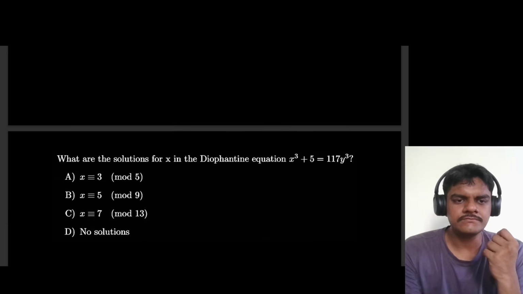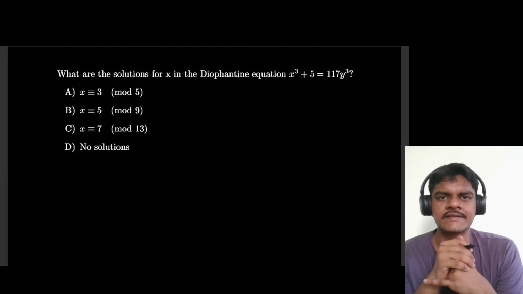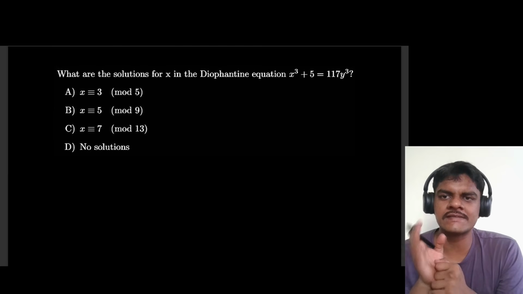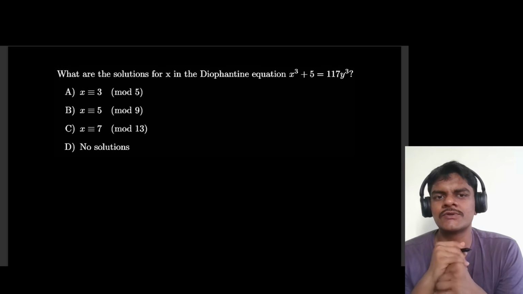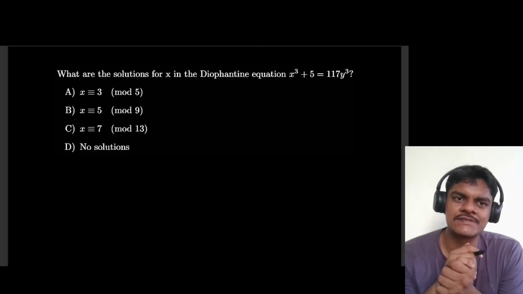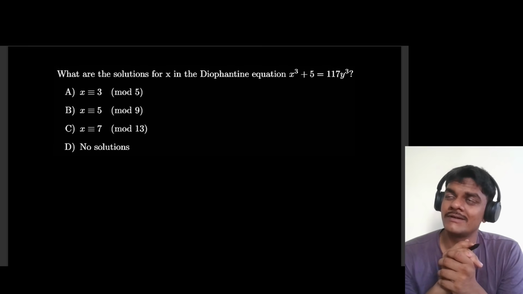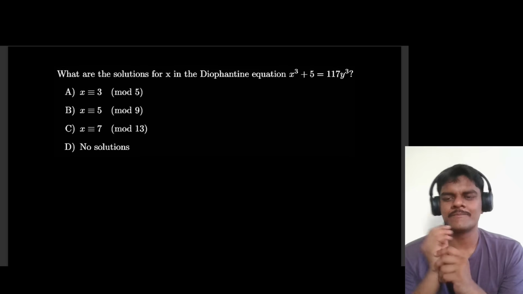Now, this is the first question. What are the solutions of x in the Diophantine equation x cubed plus 5 is equal to 117 y cubed? What are the solutions? The hint is given in the options itself. It could be multiple correct. Pause the video and try it out. Let me know in the comments what is your response.